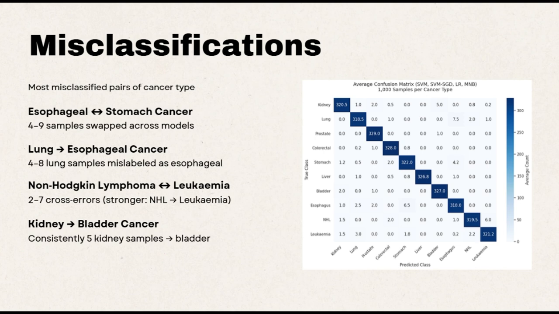And lastly is kidney, which is often mislabeled as bladder cancer. There were consistently 5 kidney cancer samples mislabeled as bladder cancer. Now, as for the reasoning as to why this happens, of course there is the biological reasoning, but we won't be getting into that.